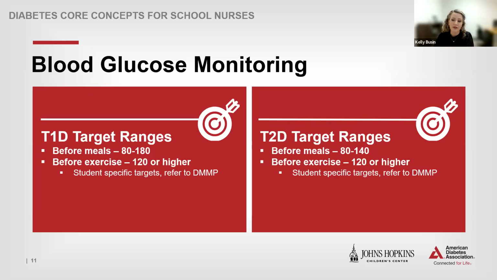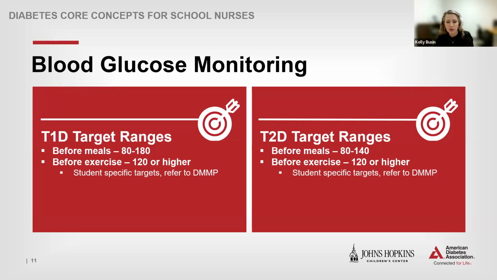However, when blood sugars are outside of these parameters, caregivers and providers can identify patterns to make adjustments to the student's diabetes management. Now for type 2, because these students' pancreases are still working and they can still regulate their insulin, their blood sugar targets are a little bit tighter. And the recommendation is that generally blood sugars should fall between 80 and 140 outside of meal times.